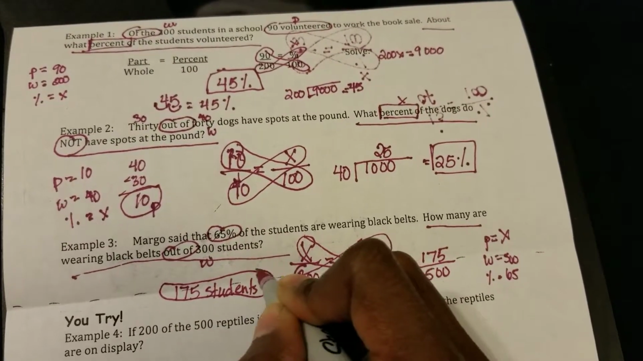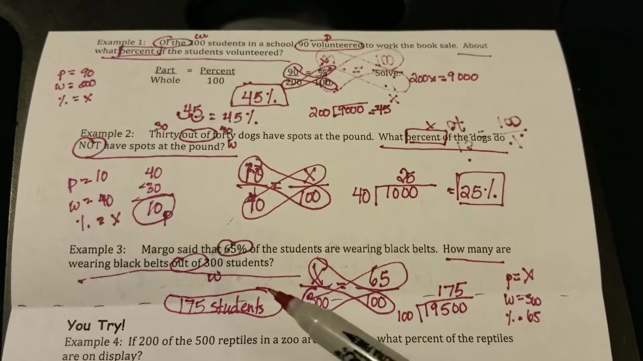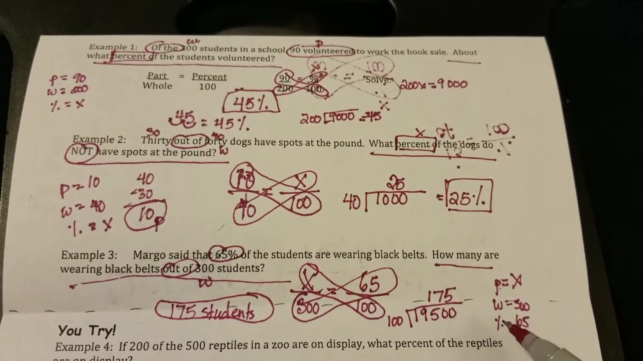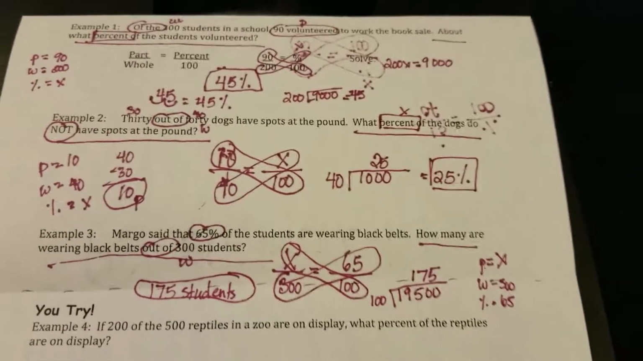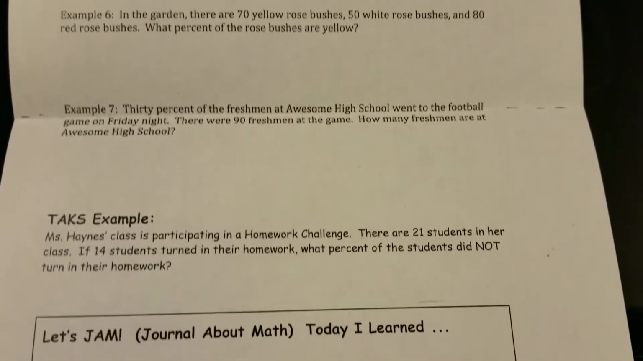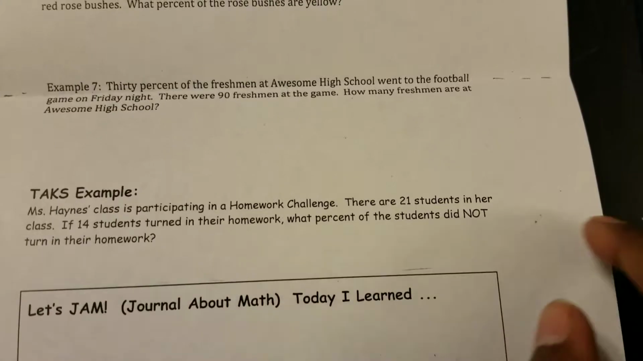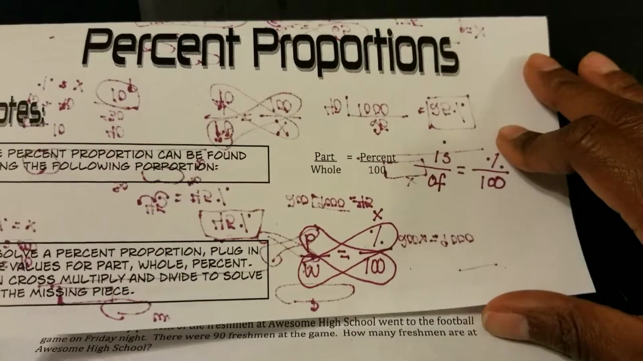students. Okay, so always remember to circle your important information. Remember, the of is associated with the whole. Make sure you put the part, the whole, and percent over here, and all you have to do is plug into your proportion. So now you're going to do example 4, 5, 6, and 7. And you're going to do the tax example. And at the bottom, in a complete sentence, you're going to write what you learned today. Okay? All right, so remember, when you're doing percent proportions, it's always part over whole equals percent over 100.